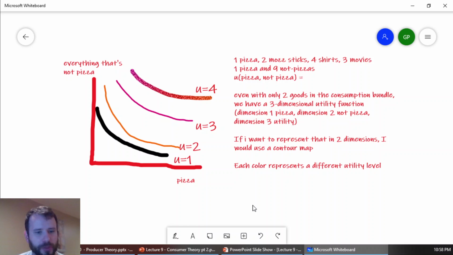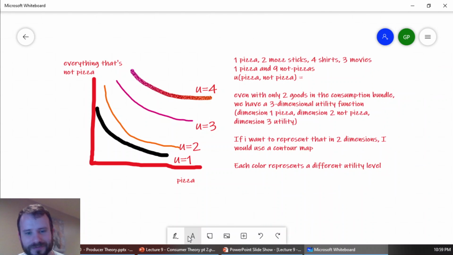Now, I didn't explain why I'm using everything that's not pizza. The reason is that later in the lecture I want to derive a demand curve for pizza, so I want everything that's not pizza to be represented as one unit. You could also have it as cash. Actually, now that I think about it, cash and pizza could be your two goods, where cash is a stand-in for everything that's not pizza. Should have thought of that earlier, but too late.